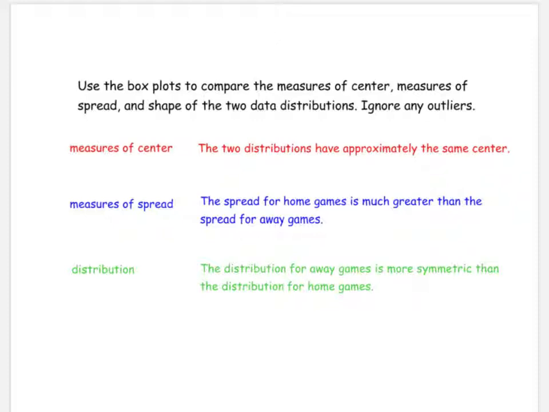If we look at the distribution, remember we have three types of distribution. Symmetric, meaning it's the same on both sides of the middle. Skewed right, which means it has a little bit of data that's far away from the rest on the right. And skewed left, which means it has a little bit of data which is farther from the rest on the left. So if we're looking at the distribution for away games, it is more symmetric than for the home games.